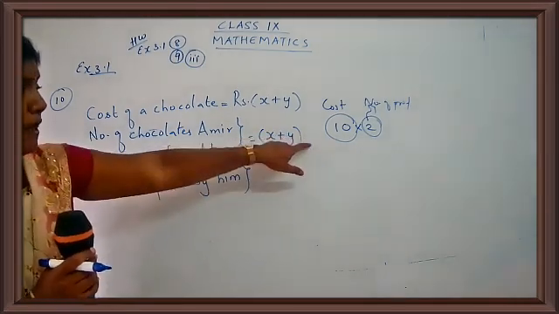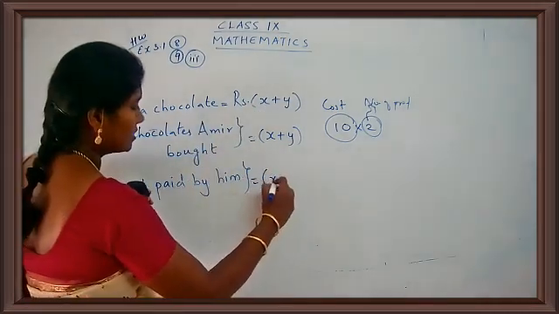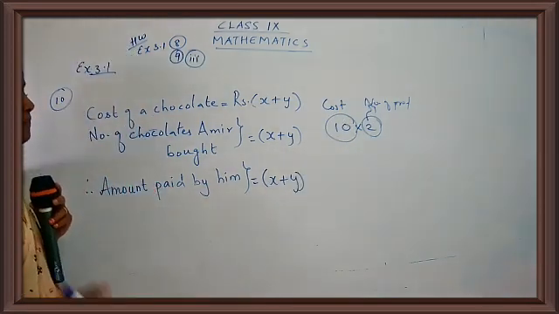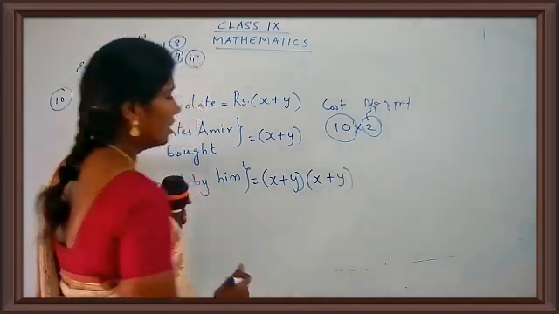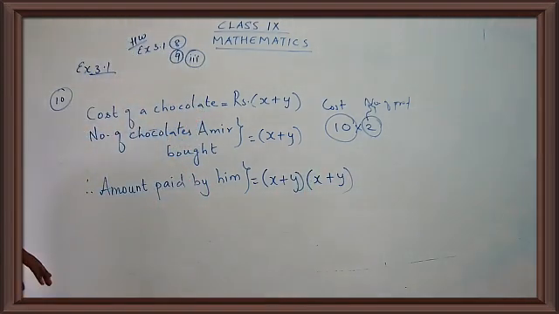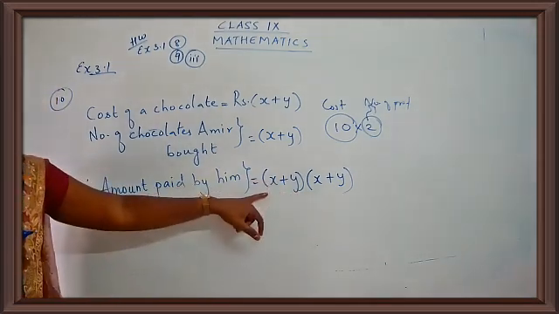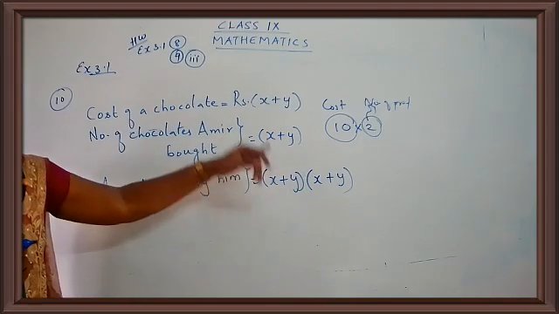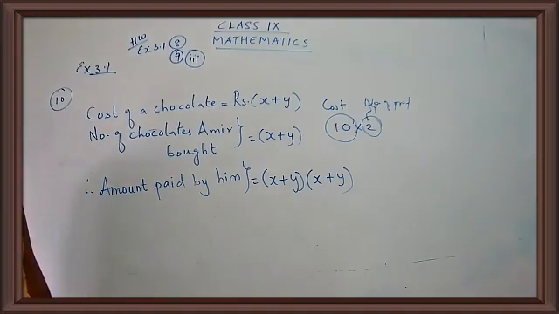So what will be the formula? Cost. So what is the cost? The cost is x plus y. How much chocolate has he bought? He has bought x plus y chocolate. So you have to multiply by x plus y. So what is the amount paid by him? The amount paid by him is x plus y into x plus y. The first x plus y is the cost. He pays x plus y rupees. And how much chocolate has he bought? He has bought x plus y chocolate. So x plus y into x plus y.